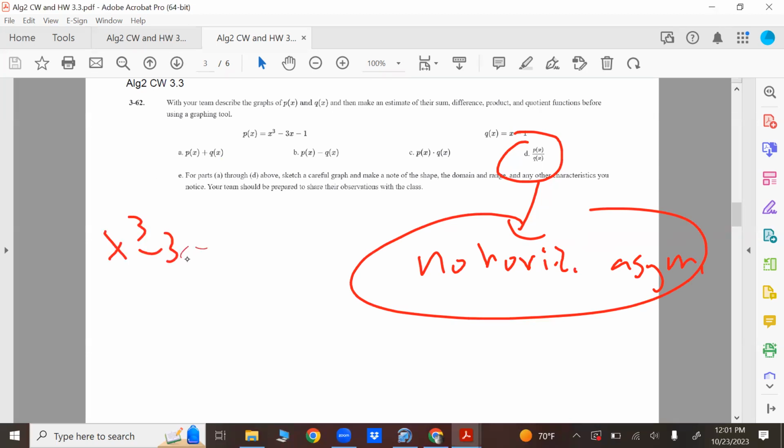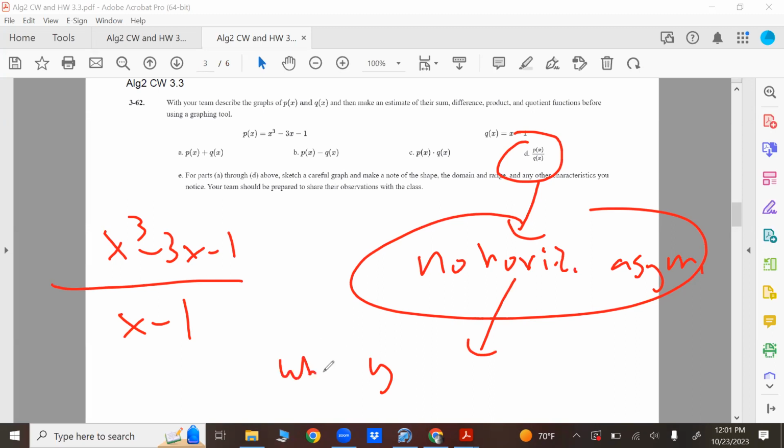x cubed minus 3x minus 1. Oh, goodness. What's going on here? Okay. So what's the whole point of a horizontal asymptote? It's basically what y approaches as x goes towards infinity, or x goes towards negative infinity. So when x gets really large, that's what a horizontal asymptote describes.